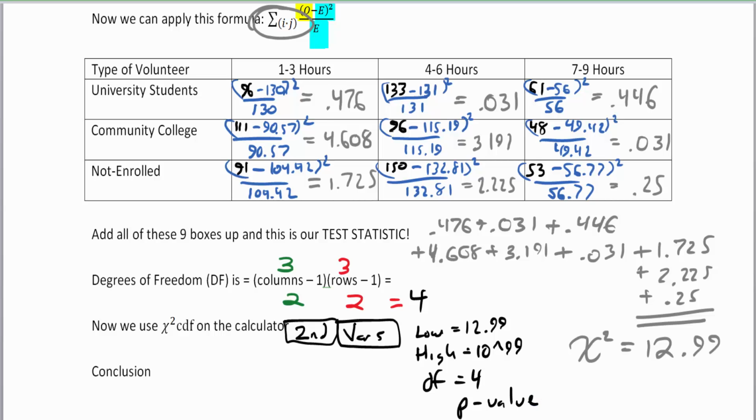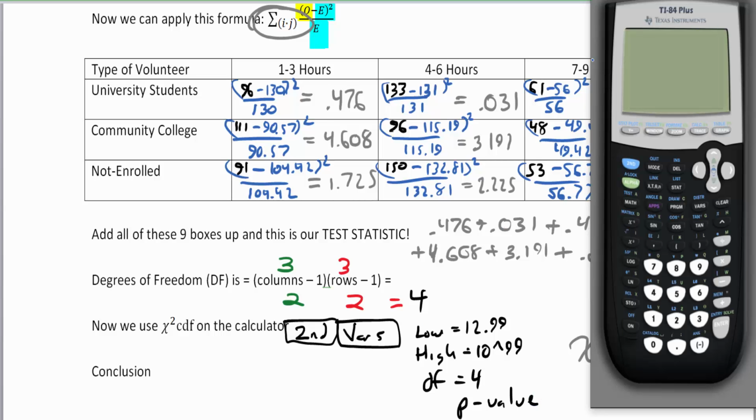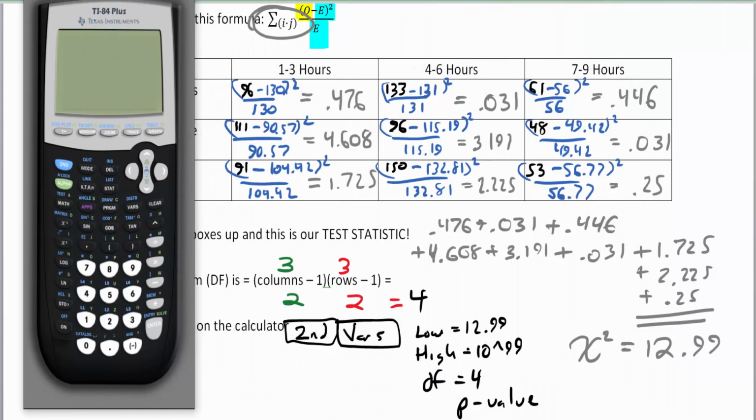So let's get our calculator out. I know you've had it out already, but let's get the calculator to show you how to type this in. Click the calculator on, because I'm sure it may have fallen asleep during this long note session. Click the second key and the vars key. Scroll on down to the chi-squared CDF and hit enter. And the lower number is going to be 12.99 because we want a right tail test to infinity, 10 caret 99, and our degrees of freedom in this case is 4. And let's check out our p-value.